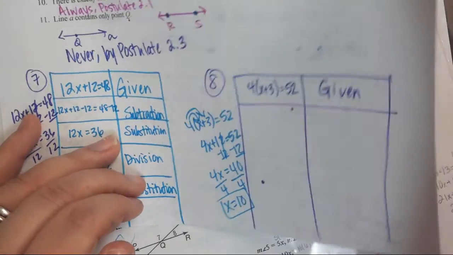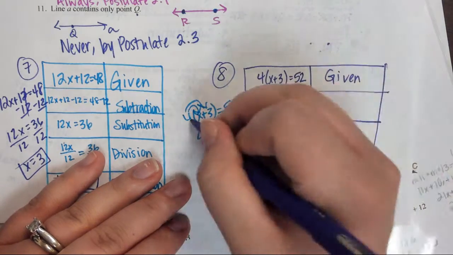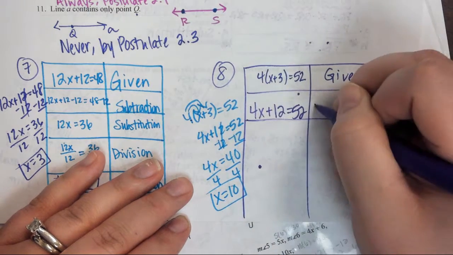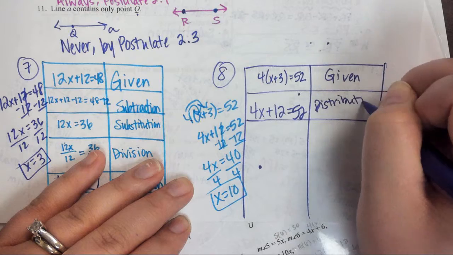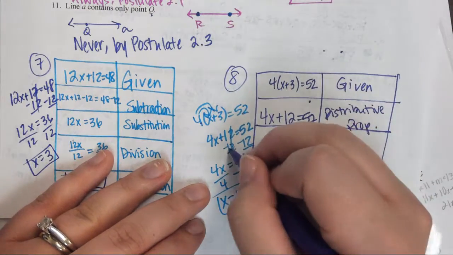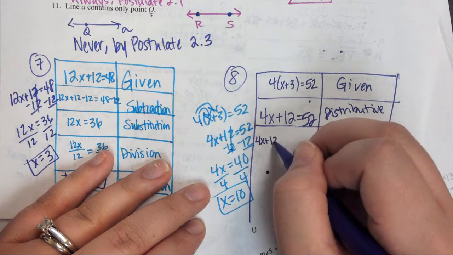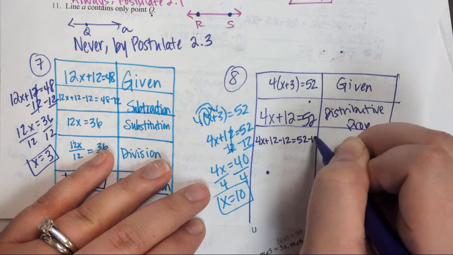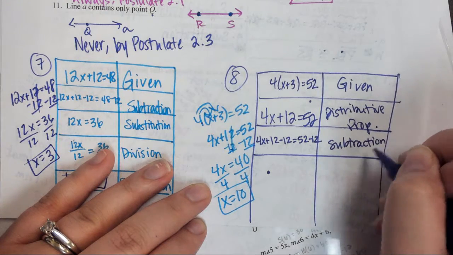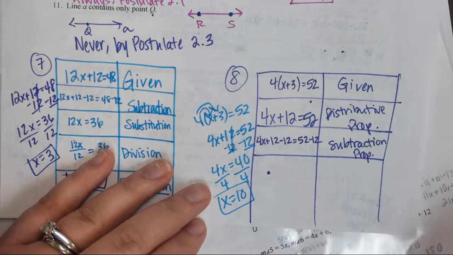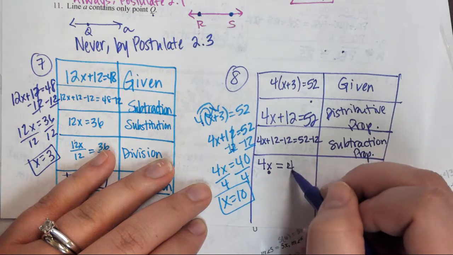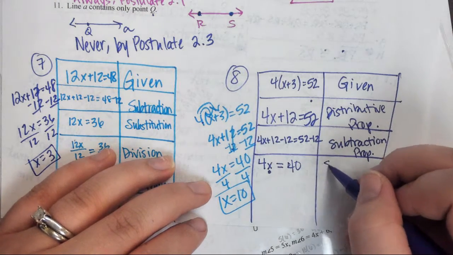I did the given part. The next thing I did over here was distribute. So I'll go ahead and do it here. 4x plus 12 equals 52. Distributive property. I then subtracted 12 from both sides. So 4x plus 12 minus 12 equals 52 minus 12. Subtraction property. 4x equals 52 minus 12 is 40. I'm replacing 52 minus 12 with 40, so technically that is substitution.